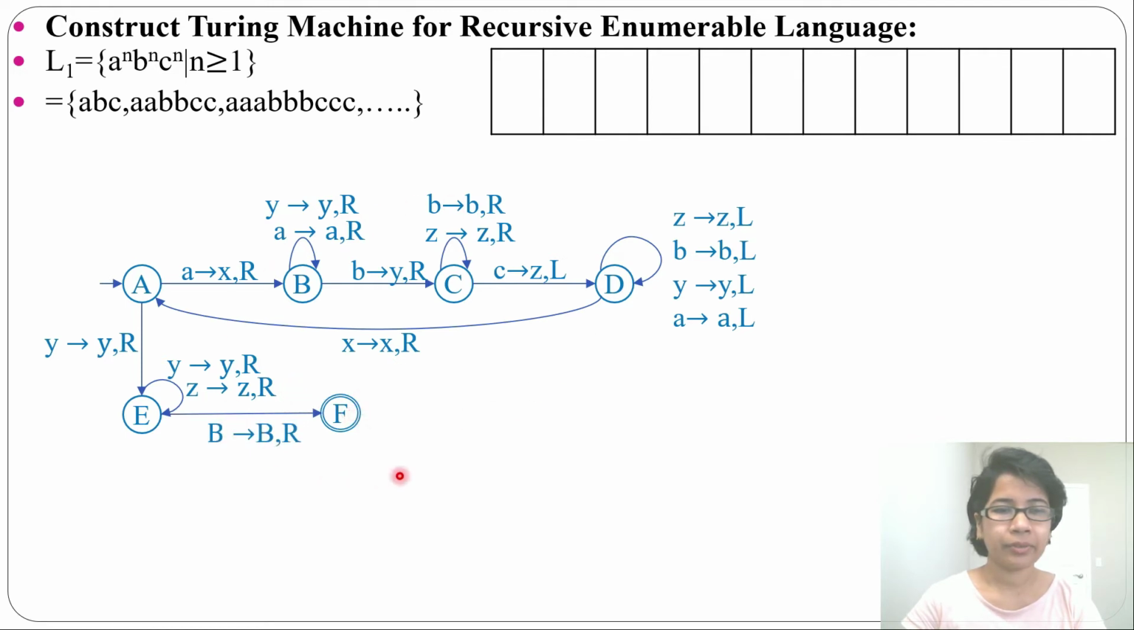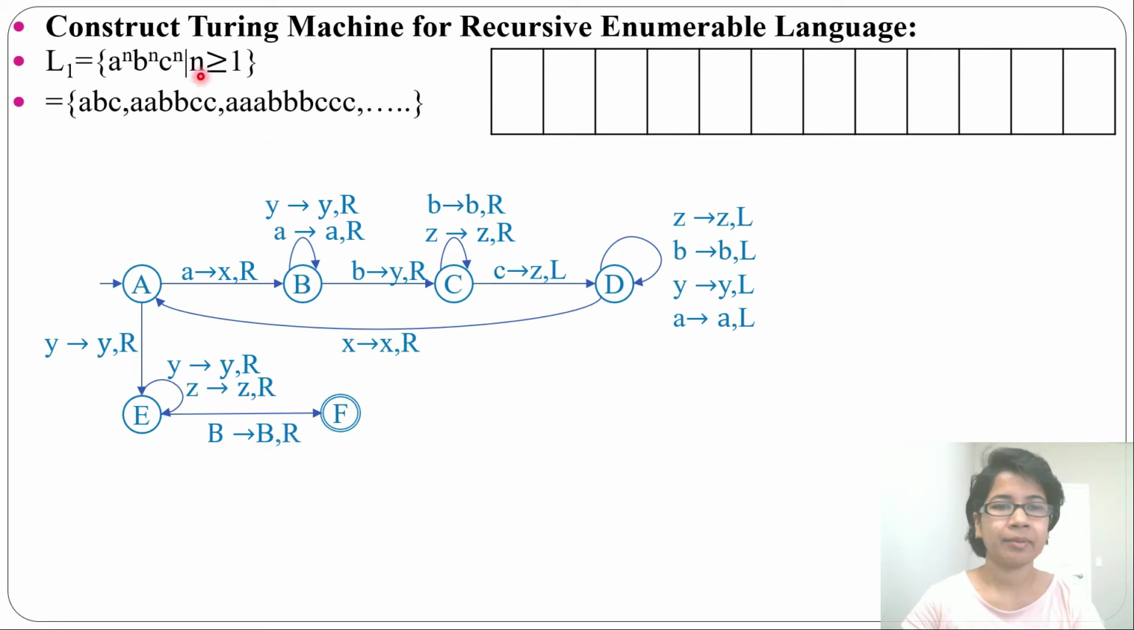So this is the Turing machine for a^n b^n c^n, n greater than or equal to 1. If it is n greater than or equal to 0, it will accept epsilon. Simply from the initial state add a transition to the final state, if it sees blank, blank will remain blank and it will move right.